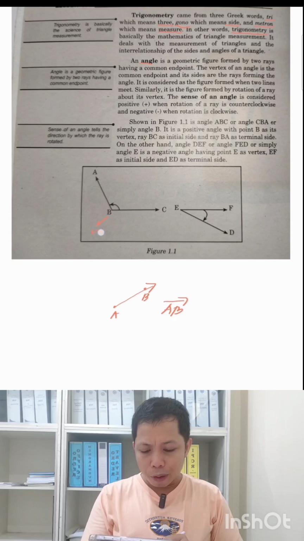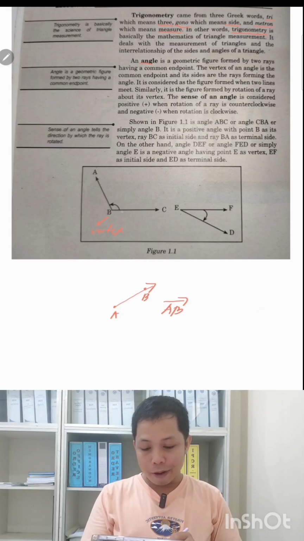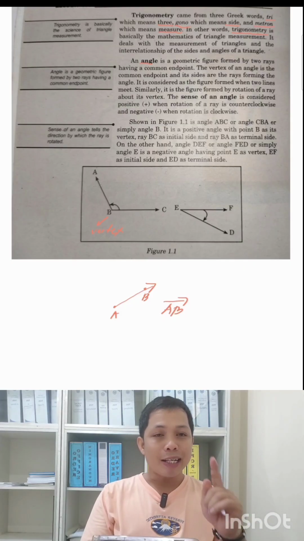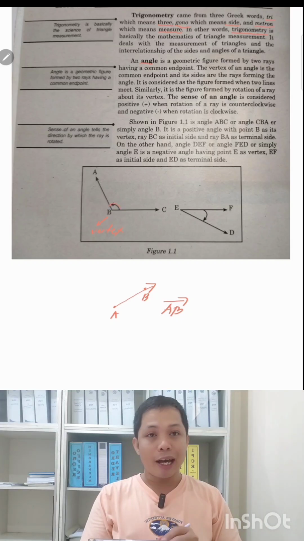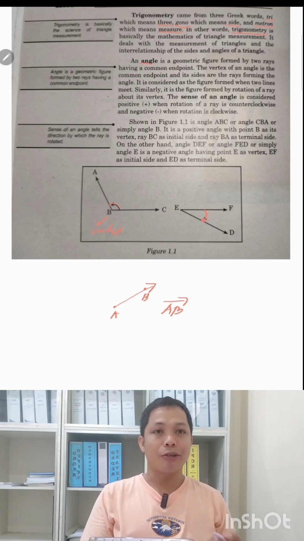Now, B is called the vertex. That is the common endpoint between the two rays. And the opening is the angle. Here, on the left, we have a rotation which is counterclockwise. That is the sense of an angle. It is considered positive if the rotation is counterclockwise. How about on the right figure? We have a clockwise rotation. If the rotation is clockwise, it is a negative angle.